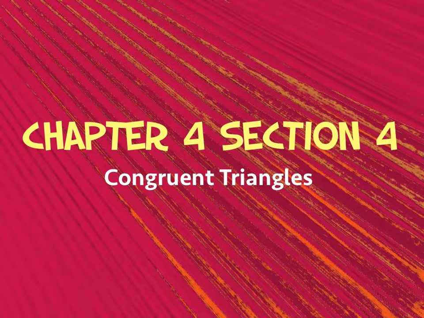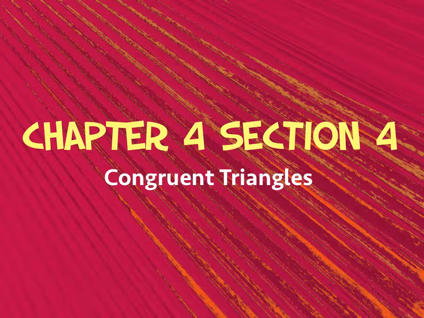So 4-4, congruent triangles. Okay, 2 words, hopefully we know the definition for. What's the word congruent mean? Same size and shape. What's a triangle? 3-sided polygon. So we're talking about 2 3-sided polygons that have the same size and shape.